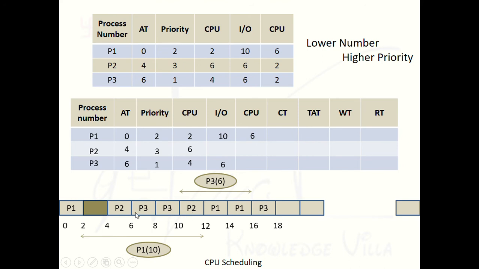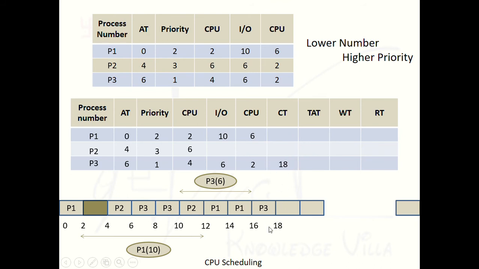The first time P3 requires CPU for 4 time units, and P3 used CPU from 6 to 8 and 8 to 10. Again P3 goes for the IO devices and uses IO devices for 6 time units. Again P3 arrives and uses the CPU for 2 time units. So P3 will be completely executed here. So 18 will be the completion time for process P3.